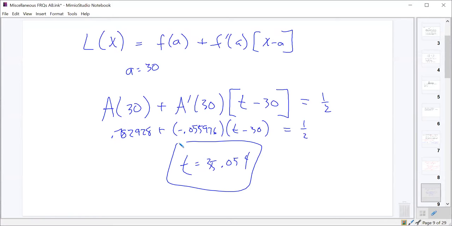Does that make sense to everybody? All good? That one is worth 4 points. 2 for this expression for L of t, 1 for setting that L of t equal to a half, and then 1 for the answer. Good or no?